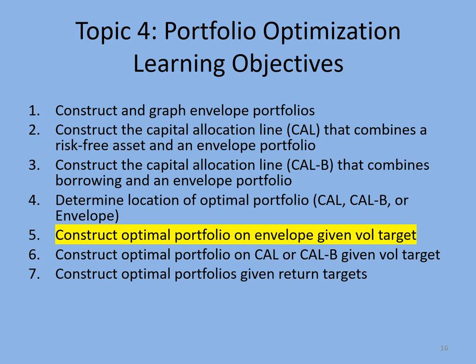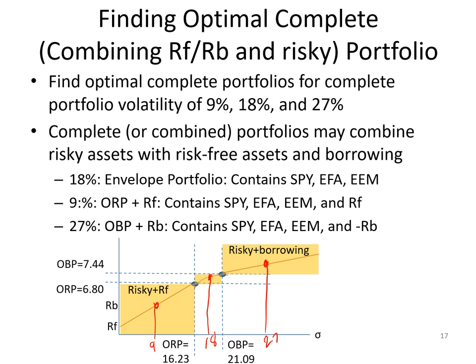Topic 4, Portfolio Optimization. Section 5, Constructing an Optimal Portfolio on the Envelope given a vol target. So, we've done our initial work to find our envelope. We have created our capital allocation line and created our capital allocation line for borrowing.